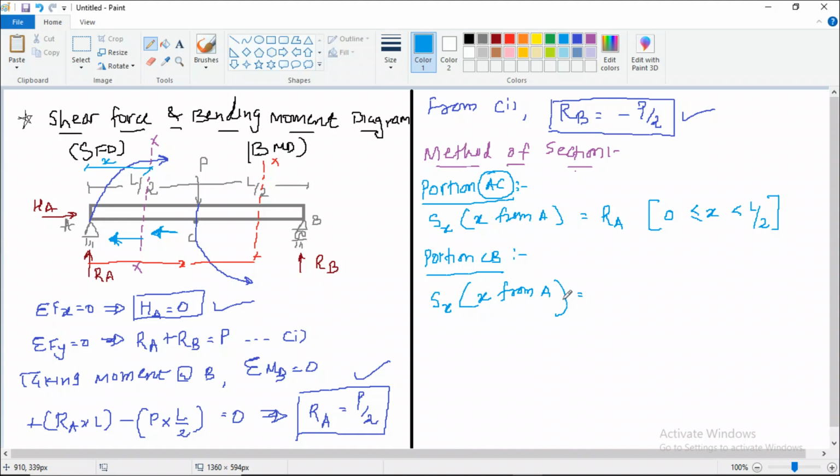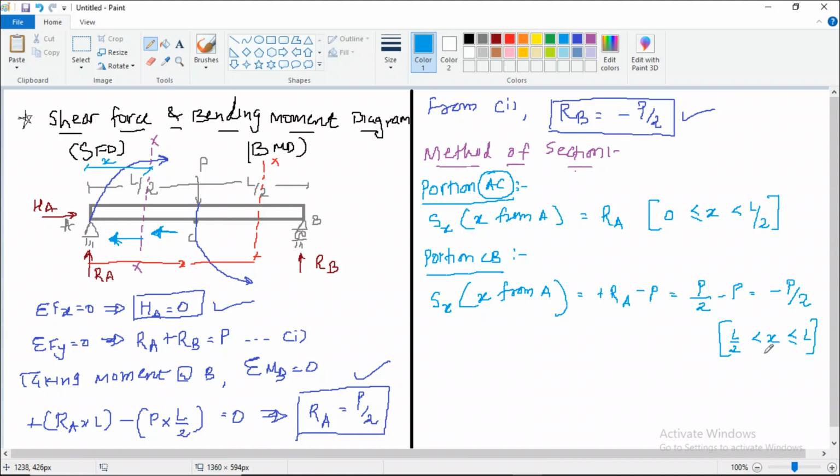So we have two forces on the left hand side. Ra vertically upward, so positive Ra. Then we have minus P because it is vertically downward. So if we substitute the value of Ra here, it is P by 2 minus P. So it will become minus P by 2. Now in this case your range will be L by 2 less than x less than or equal to L, because this is portion CB.